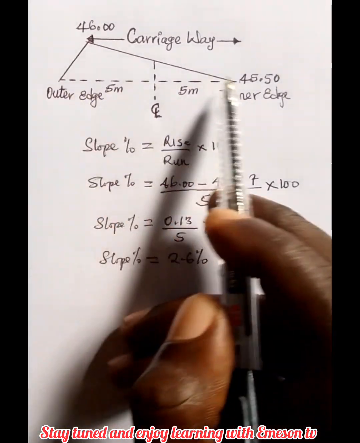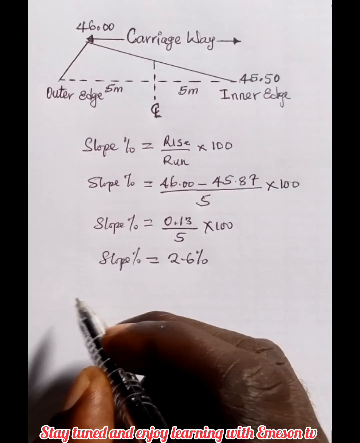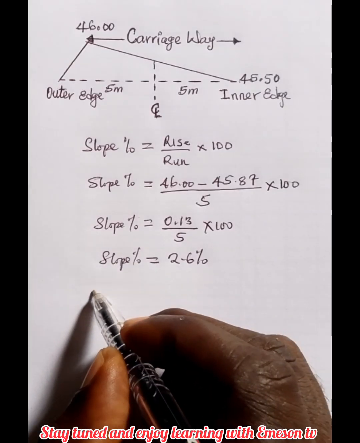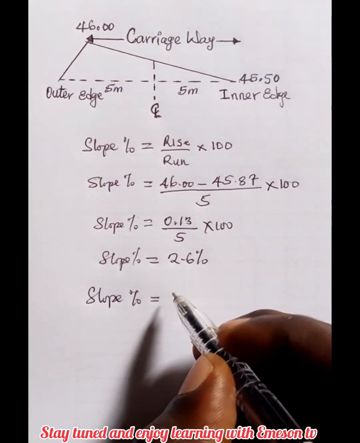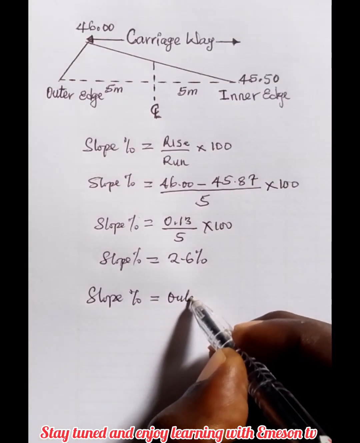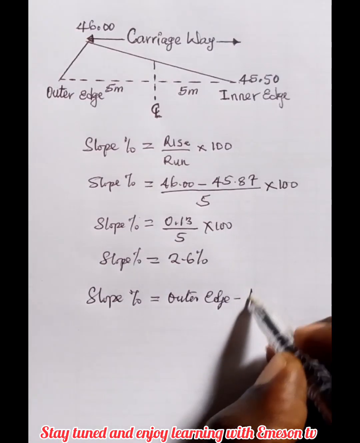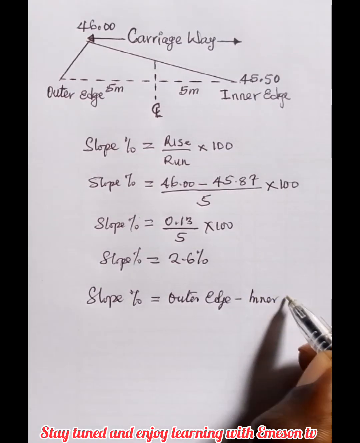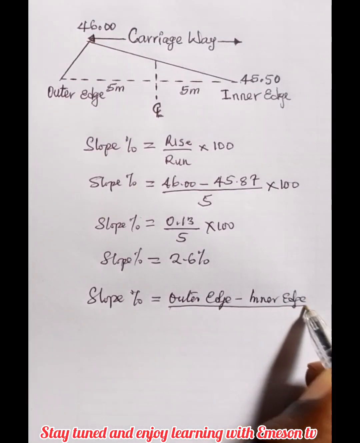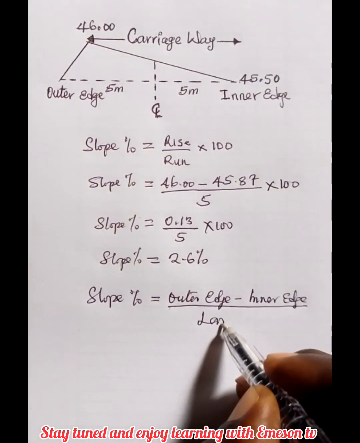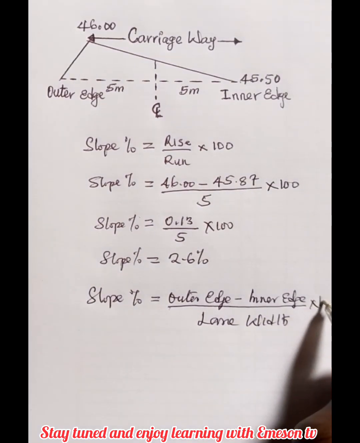So if you're asked to calculate slope in super elevation, this is how you approach it. The slope for super elevation, say the outer edge minus inner edge, all over the lane width, times 100.